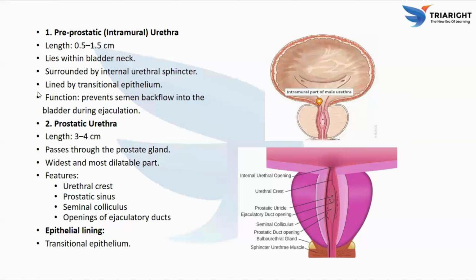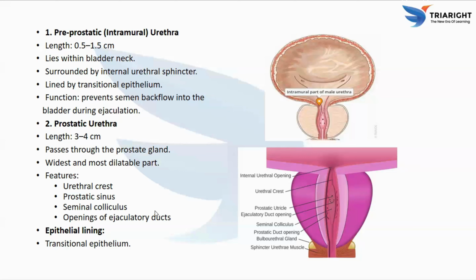So the next is the prostatic urethra. It runs through the prostate gland. Its length is 3 to 4 centimeters. So what are the special characteristics of this prostatic urethra? It is the widest and most easily expandable part of the male urethra. This wide lumen allows the passage of both urine and semen easily.